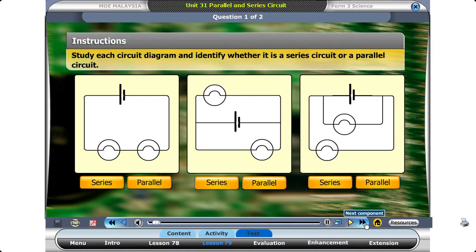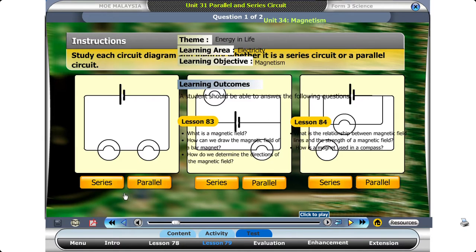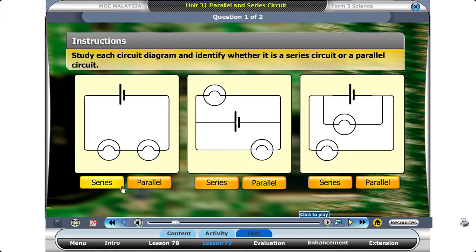Study each circuit diagram. Identify whether it is a series circuit or a parallel circuit. Click on the correct answer. Very good!